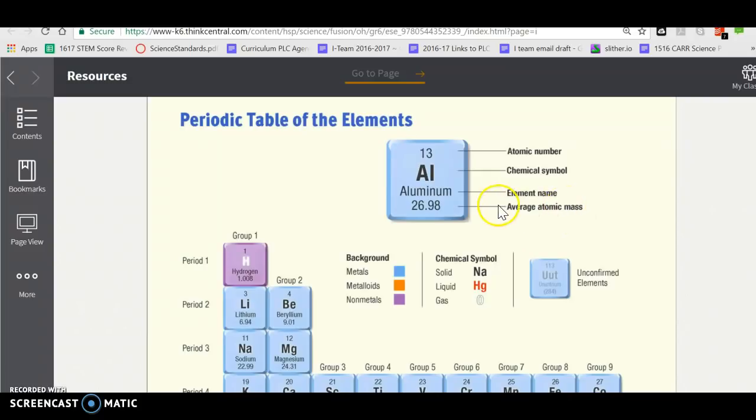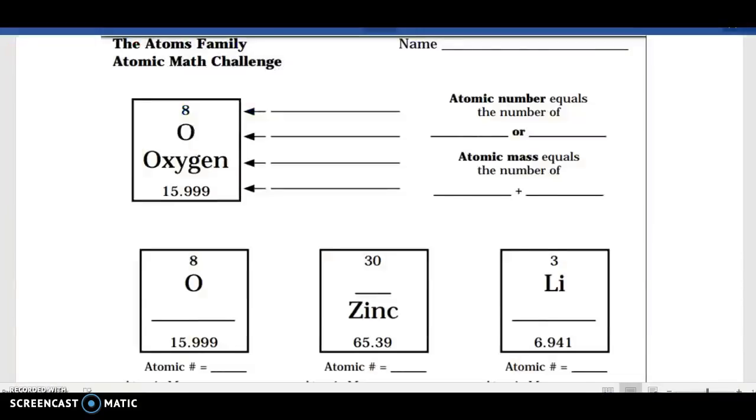Most of the time, this is not a nice whole number. For instance, aluminum, its atomic mass is 26.98. So we're going to label those on our paper. So I'm going to come back to this paper, and we're going to label these. Do you remember what this first one is called? Nice whole number 8. You're right, that is the atomic number. So you can also write this on your paper. Now, do you remember what the atomic number equals?